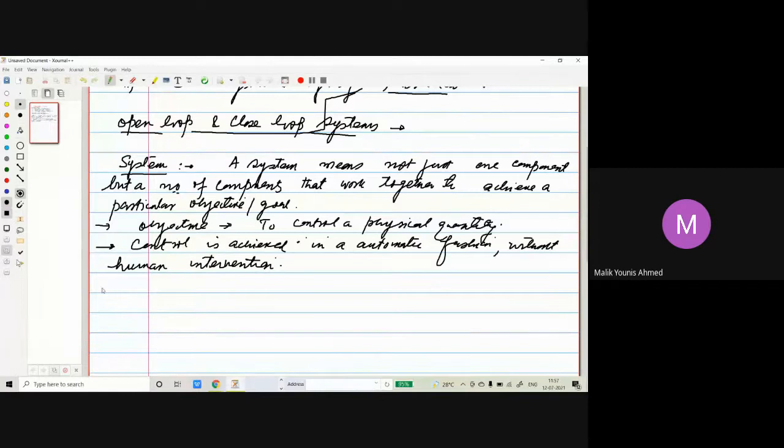Now, if we talk about the system again, a system is a combination of components that act together and perform a certain objective that we have already discussed. Then a system need not be physical.